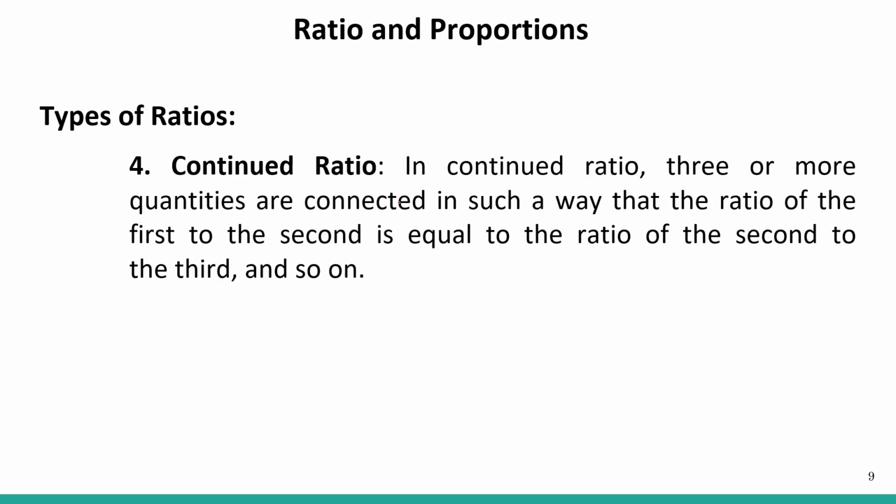Okay, so let's see continued ratio. In a continued ratio, 3 or more quantities are connected in such a way that the ratio of the first to the second is equal to the ratio of the second to the third. So A is connected to B and B is connected to C, and what is written here is A is to B is equal to B is to C. So A by B is equal to B by C. If this happens, then we say that this is a continued ratio.